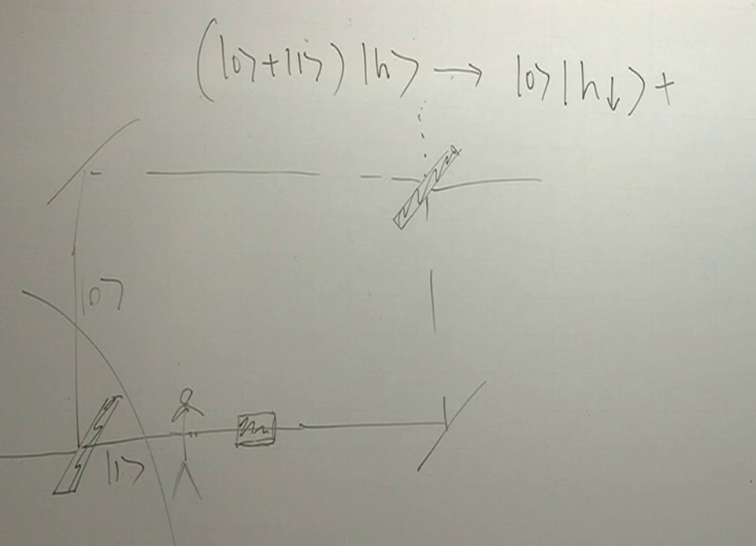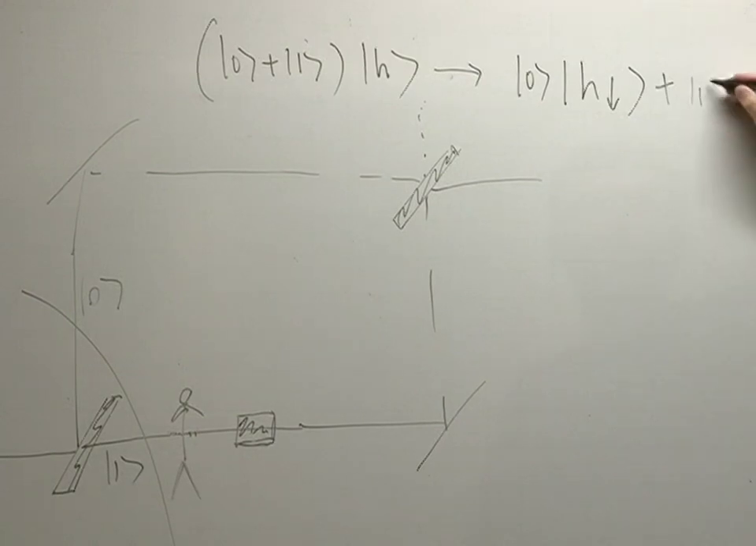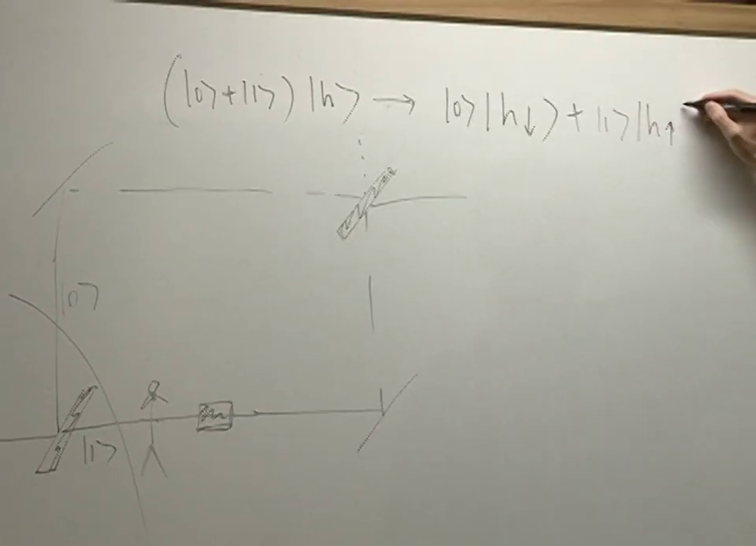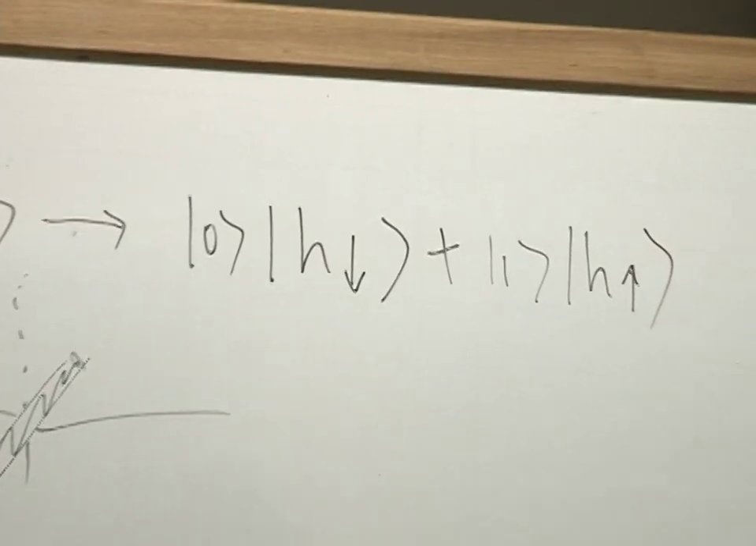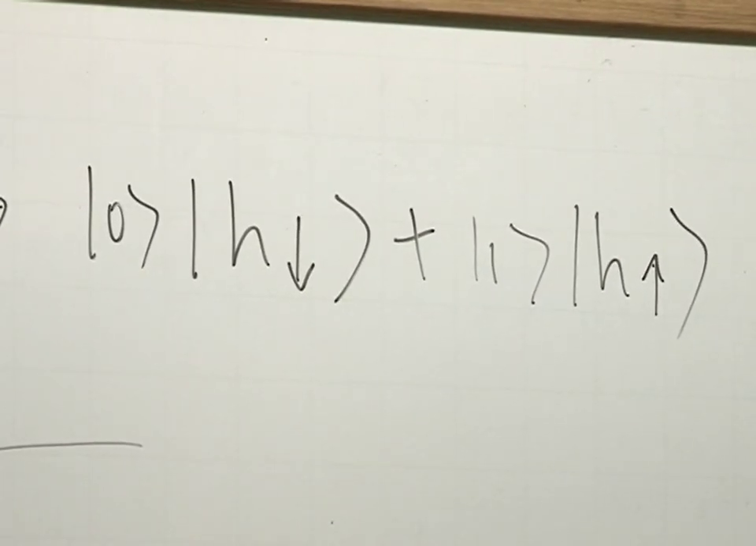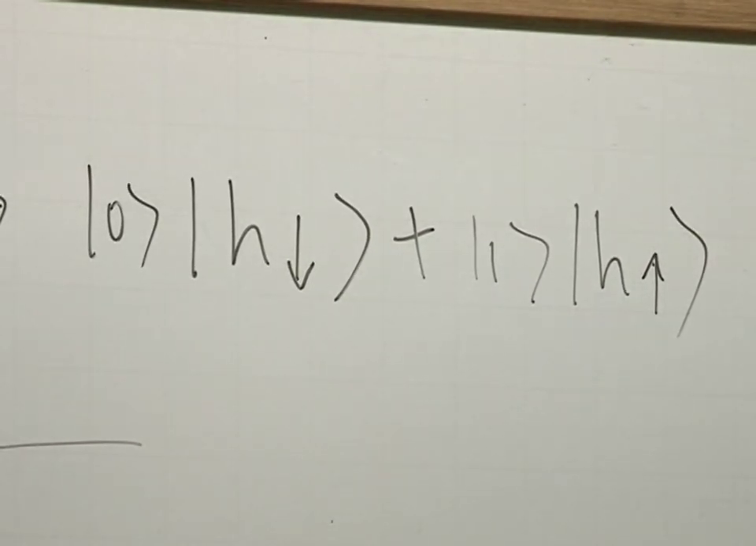And the one state is something that makes the human very happy. So I light up, I feel like having a drink after that, it's a successful experiment and so on. Okay, here's what quantum mechanics says has happened.